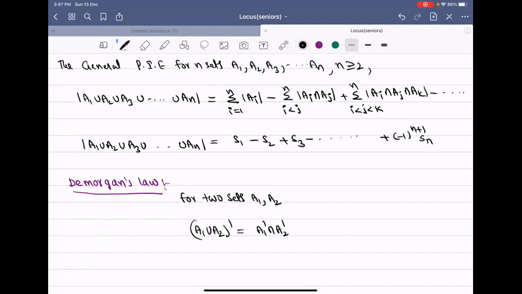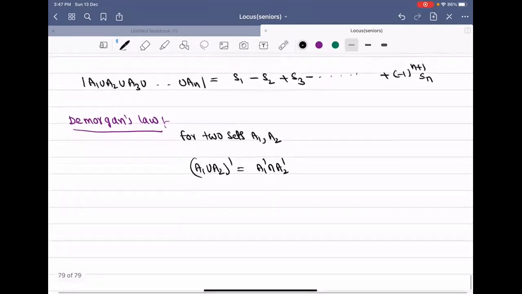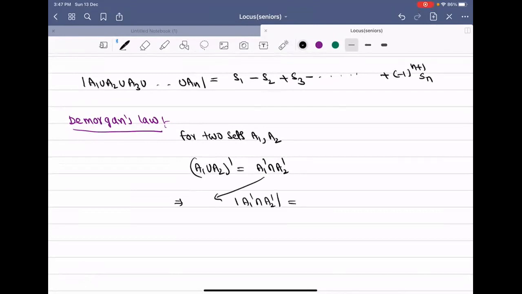Do you know this one? Yes, sir. (A1 union A2) prime is equal to A1 prime intersection A2 prime. So now we will calculate, we will write reverse here. Number of elements in A1 prime intersection A2 prime is equals to number of elements in (A1 union A2) whole prime.